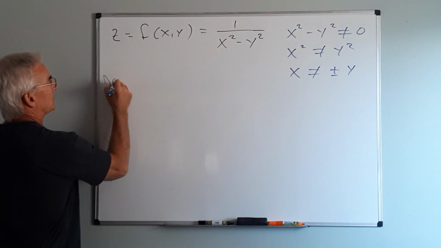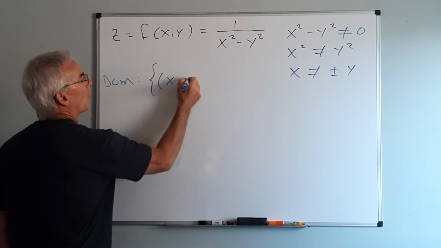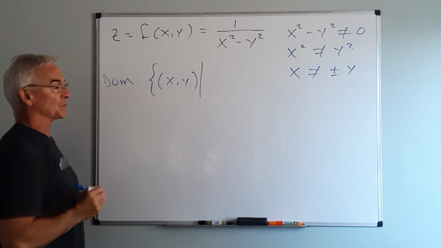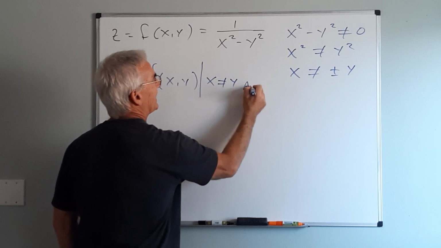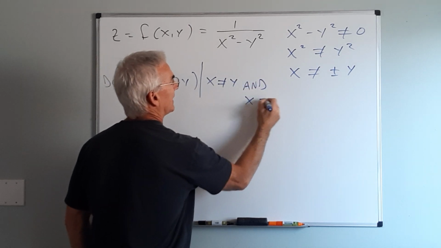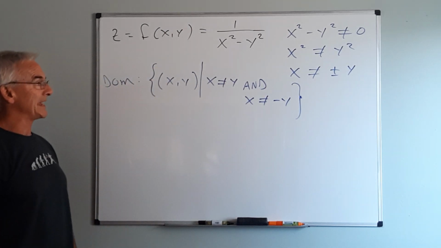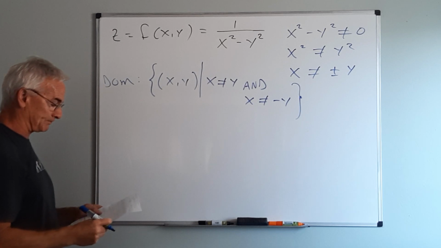So in this case, we would say the domain is the set of all ordered pairs, that's how we start, such that, that's what the vertical line means, x is not equal to y, and at the same time, x is not equal to negative y. And we have just described every ordered pair that we are allowed to use for this particular function.